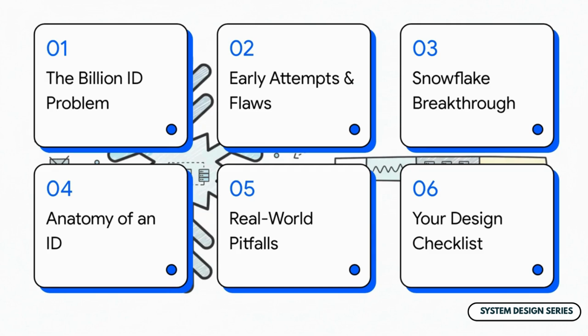So here's our game plan. First, we'll nail down what a perfect ID even looks like at this scale. Then, we'll check out the early attempts and see exactly why they failed under pressure. That's going to lead us right to the brilliant breakthrough that is Snowflake, and we will dissect it bit by bit. We'll also cover the real-world traps you have to watch out for. And finally, we'll wrap it all up with a super practical checklist you can use for your own designs.